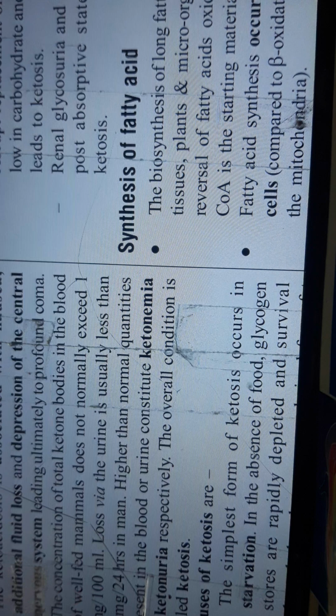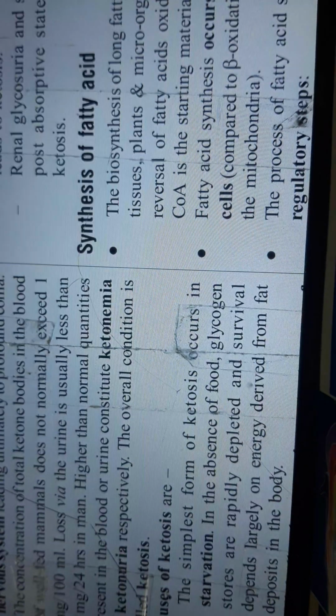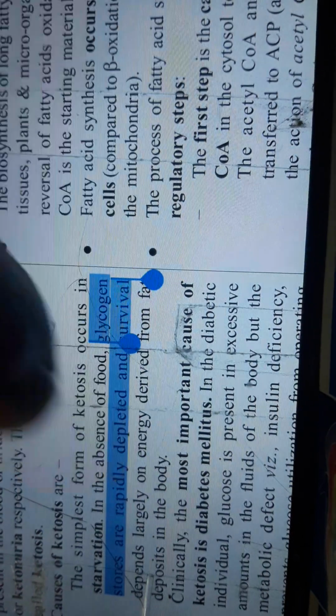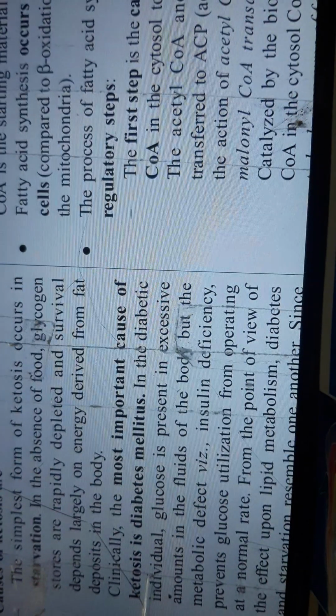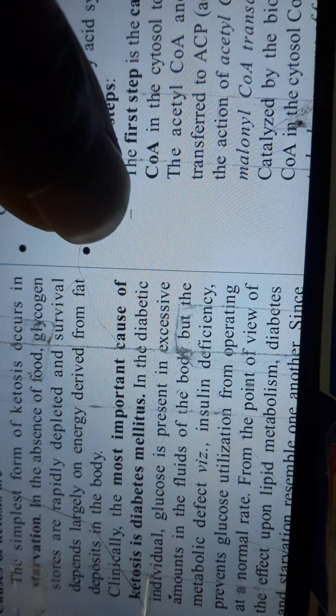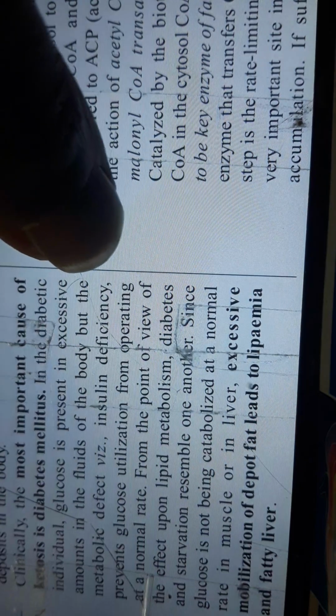The concentration of total ketone bodies in the blood of well-fed mammals does not normally exceed 1 mg per 100 ml. Loss via the urine is usually less than 1 mg per 24 hours in man. Higher than normal quantities present in the blood or urine constitute ketonemia or ketonuria, respectively. The overall condition is called ketosis. Causes of ketosis: the simplest form of ketosis occurs in starvation. In the absence of food, glycogen stores are rapidly depleted, and survival depends largely on energy derived from fat deposits in the body. Clinically, the most important cause of ketosis is diabetes mellitus.